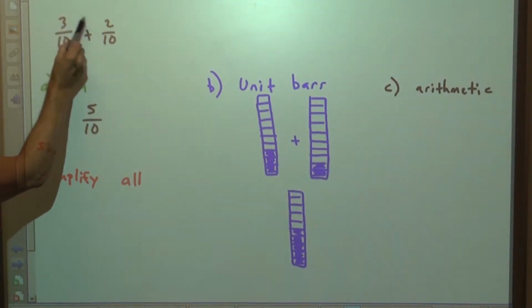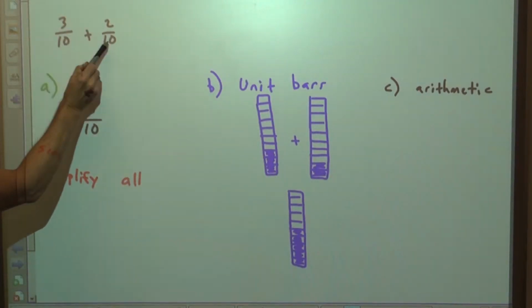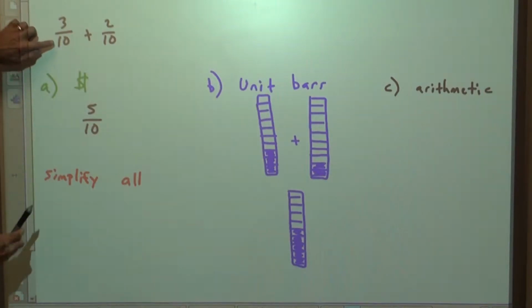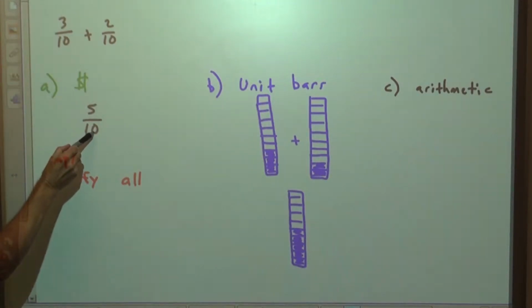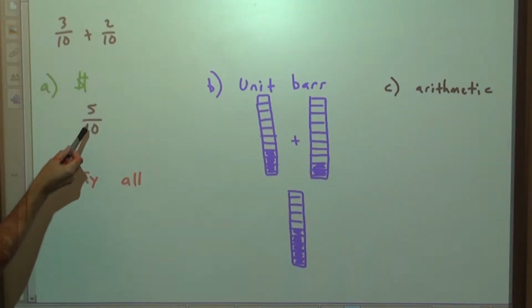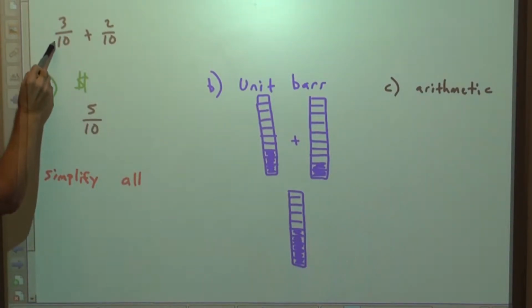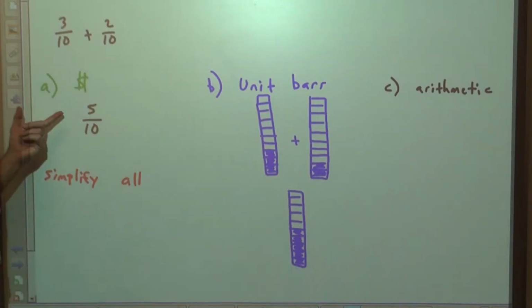You only add the numerators together. You leave the denominator alone, because the denominator is simply telling you how many equal parts of the whole thing you have. You have 10 equal parts. All right, now how many of those do you have? You have 3 of those 10 parts and you have 2 of those 10 parts. Altogether you have 5 of those 10 parts. So you have 5 dimes, that's 50 cents.